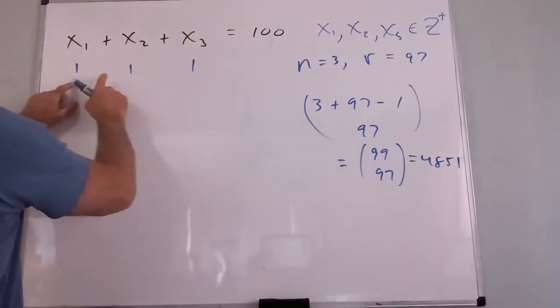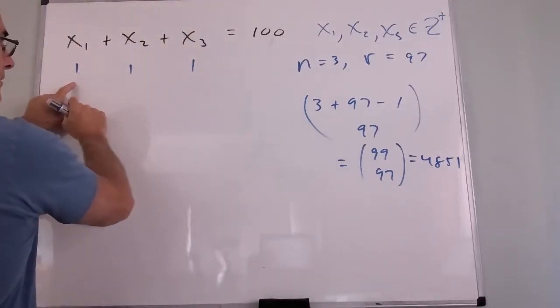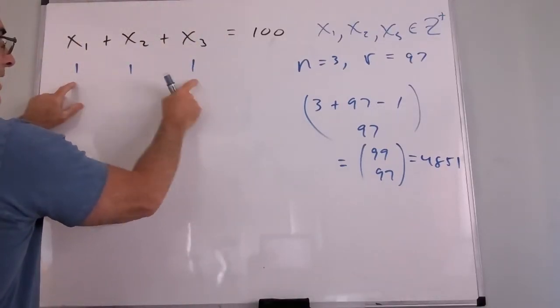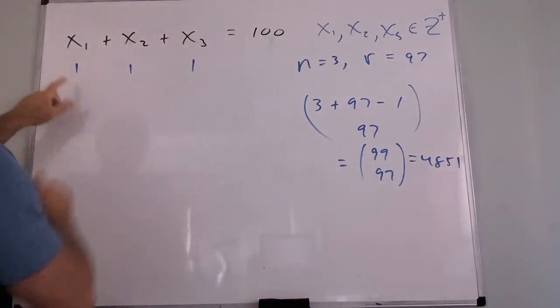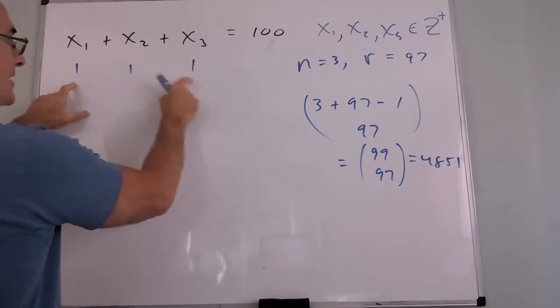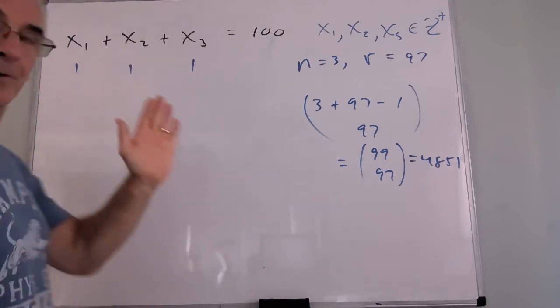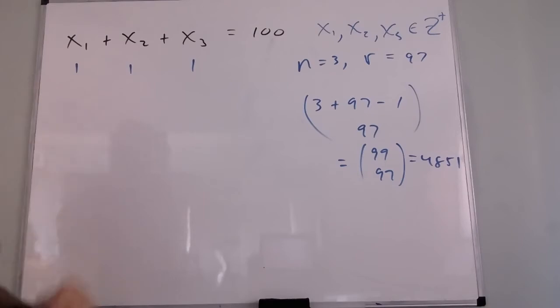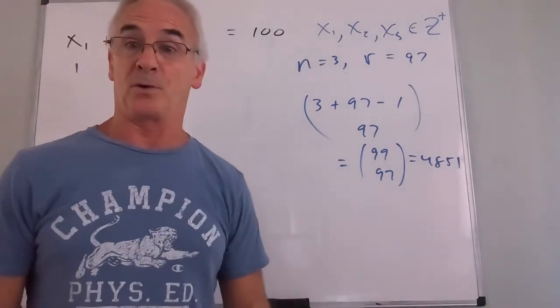All right. 1, 1, 98. 1, 2, 97. 1, 3, 96. All the way down the line. Now, 2, 1, 97. 2, 2, 96, and all the way down the line. And then keep going until I get up to 97 here. That would be a simple way of doing this.